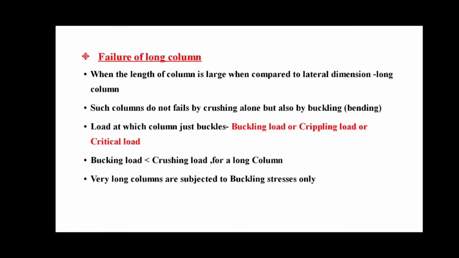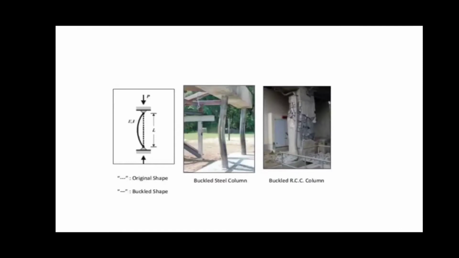So we can say that only very long columns are subjected to buckling stresses only. Why? In the case of long columns, the direct compressive stresses are negligible as compared to the buckling stresses. So very long columns are subjected to buckling stresses only. So a short column fails due to crushing and a long column fails due to buckling. So these are the failures of long columns by buckling or bending. That is a buckled steel column and a buckled RCC column.